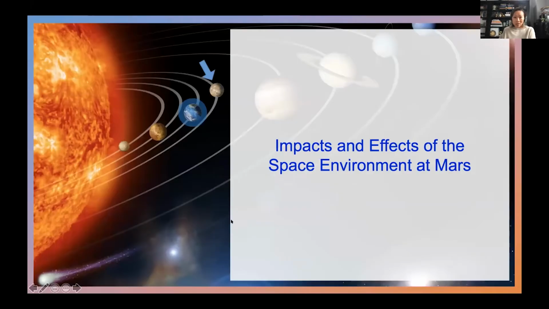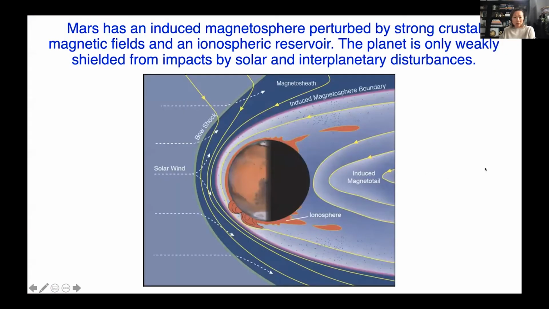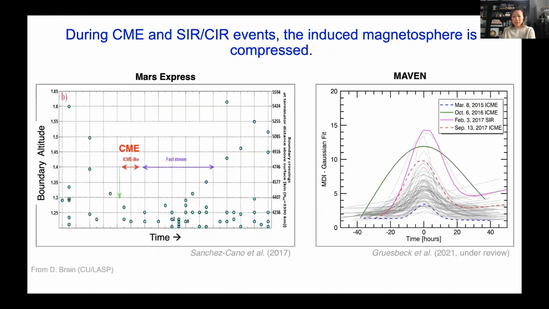Okay, let me now get into the impacts and effects of the space weather event at Mars. First of all, Mars does not have a global magnetic field. It has an induced magnetosphere, and this is strongly perturbed by crustal magnetic fields in the southern hemisphere of the planet. And there's also an ionosphere reservoir. Now, because there's no global magnetic field, the planet is only weakly shielded from impacts from space weather events.